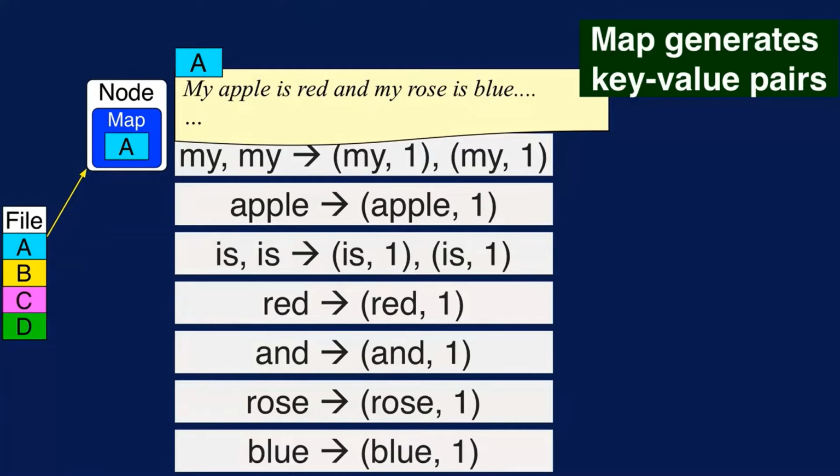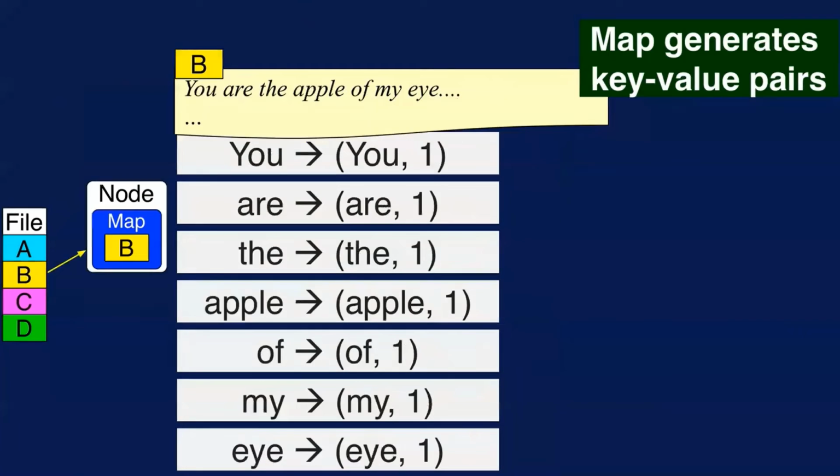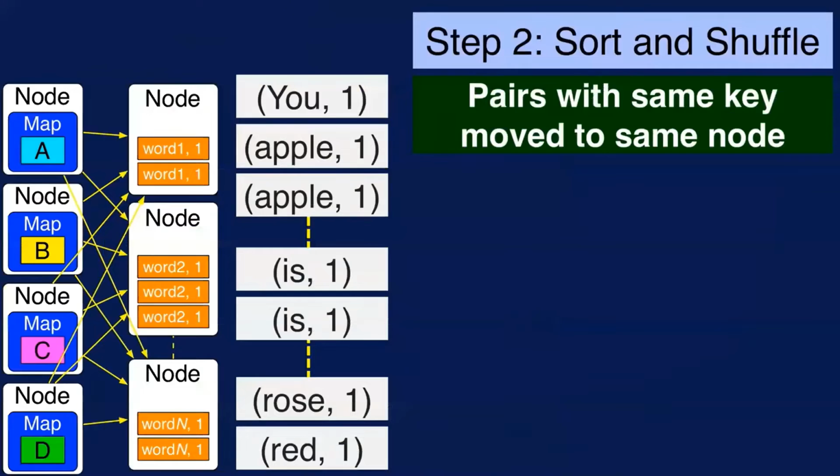Let's now see what the same map operation generates for partition B. Since each word only happens to occur once, a list of all words with one key value pairing gets generated. Next, all the key values that were output from the map are sorted based on their key. The key values with the same word are moved or shuffled to the same node. To simplify this figure, each node only has a single word, which are denoted by these orange boxes.